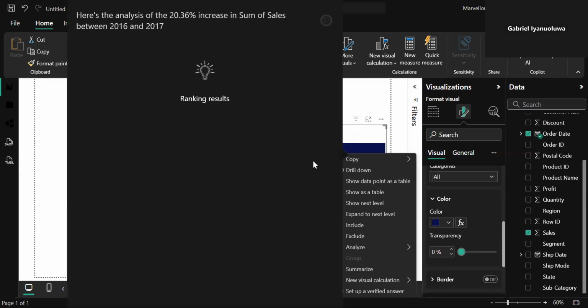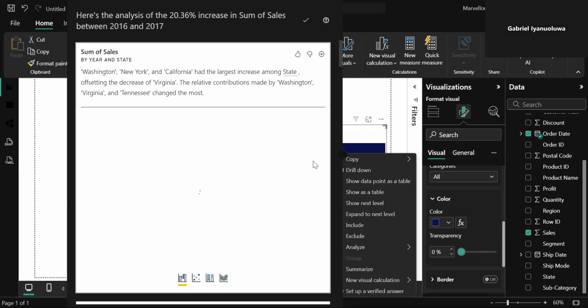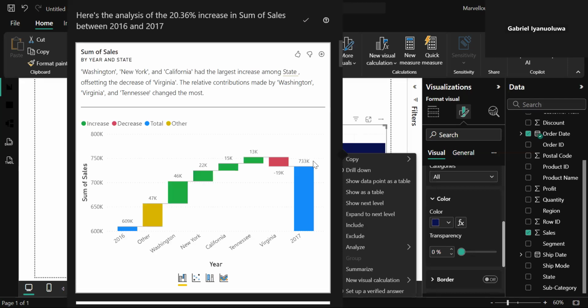When you click on explain the increase, it will work on it. It will show all the different factors responsible for the increase. It is working on those results or factors responsible for all this. By the time it's giving us the answer, it will generate it alongside the visuals.